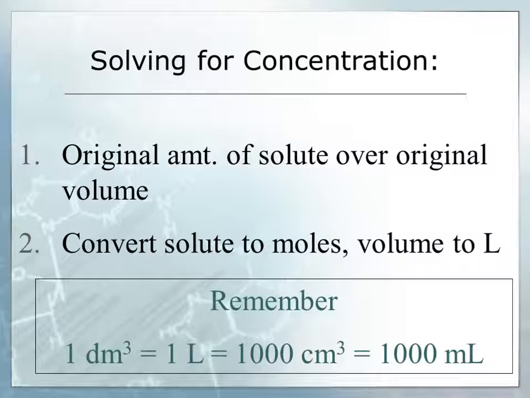Now, when working with liters or volume, remember that there are some equivalent values, whether we're talking about cubed length units or our metric units for volume. So 1 cubic decimeter and 1 liter are identical. These are both equivalent to 1,000 cubic centimeters and 1,000 milliliters. So you can use these relationships as conversion factors depending on what your starting volume is.